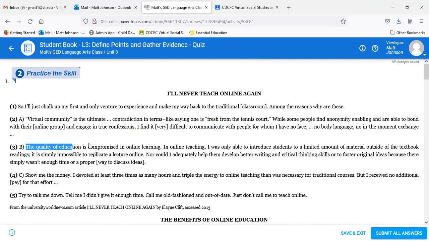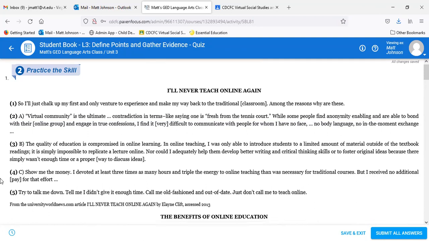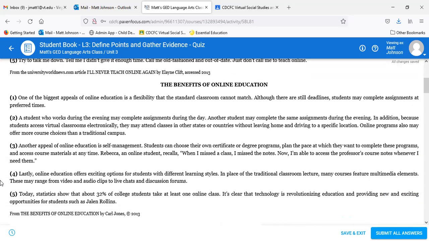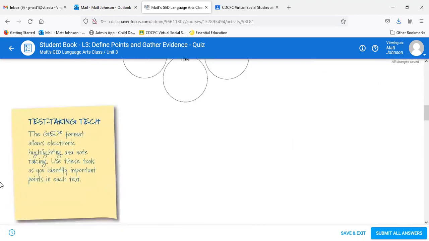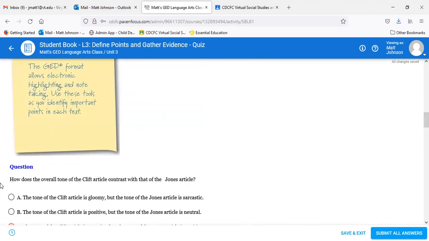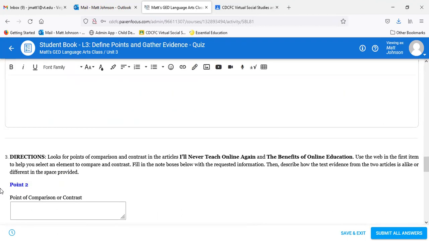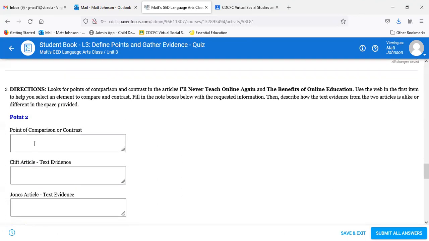Okay. Can I say in Jones paragraph 4, he says, lastly, online education offers exciting options for students with different learning styles. So can I say the online offers different learning styles as compared to the traditional one? Yeah, so do you mean like the flexibility or the multimedia? It features multimedia elements. But yes, the classroom does not. I think we can put that together.